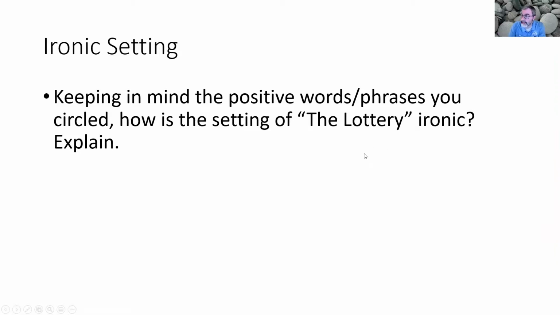Think, of course, of the end. Again, write your answer down. I'm not going to pause. You should pause to write it down. I'm going to move forward.